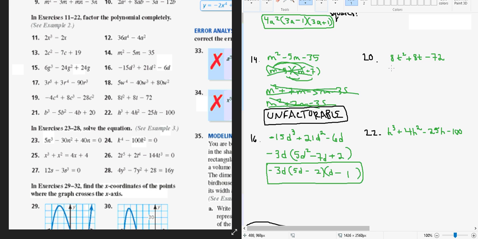So we're going to factor out an 8. And what remains is t squared plus t minus 9. Now we need to factor this trinomial.